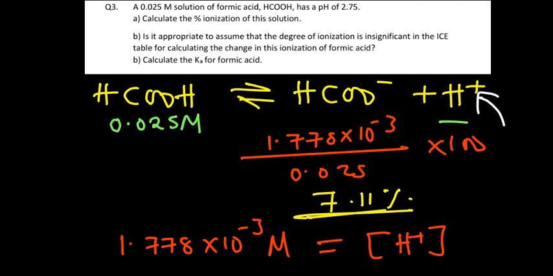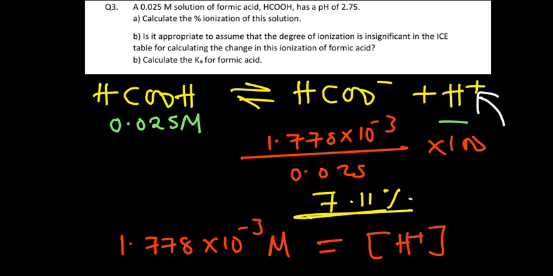Is it appropriate to assume the degree of ionization is insignificant in the ICE table for calculating the change in this ionization of formic acid? No, not necessarily. It is not insignificant. So it is not appropriate, actually.